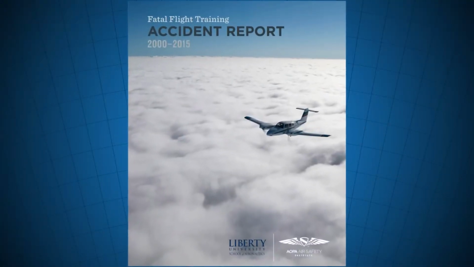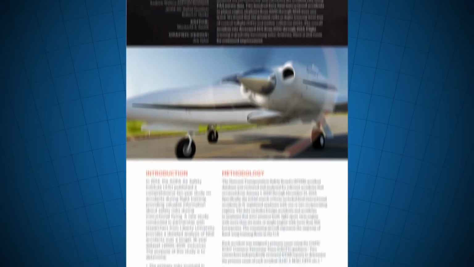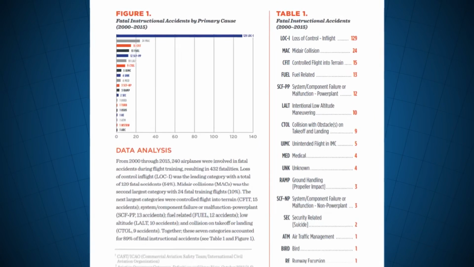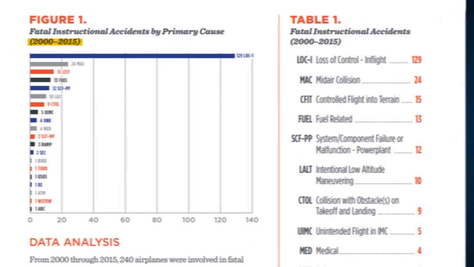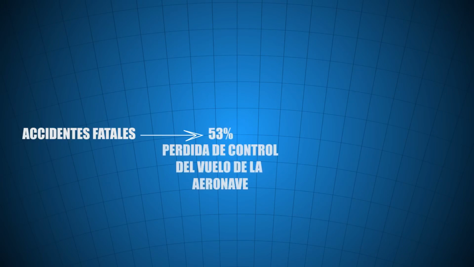Let's examine the following document by the Aircraft Owners and Pilots Association, a United States pilots association that conducts excellent aviation safety research. This analysis uses data from United States registered general aviation accidents between 2000 and 2015. Among all cases of fatal accidents, 53% are due to loss of control of the aircraft in flight.